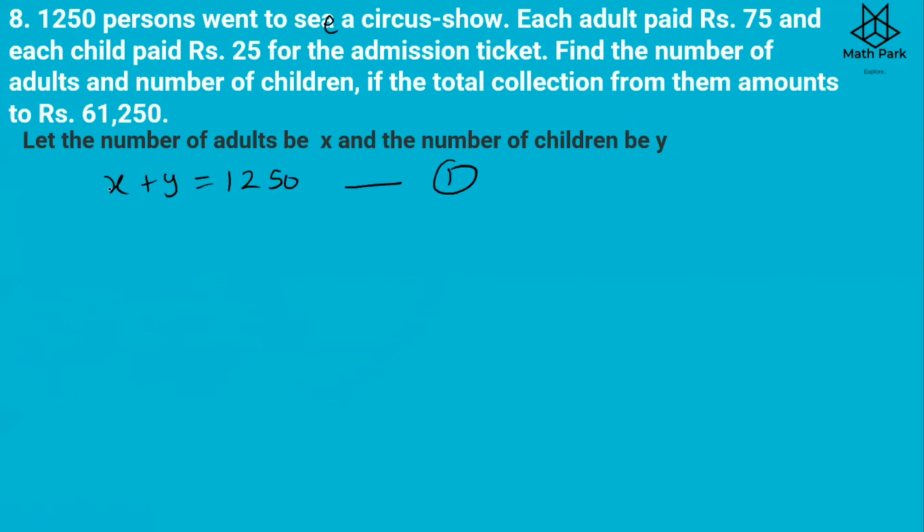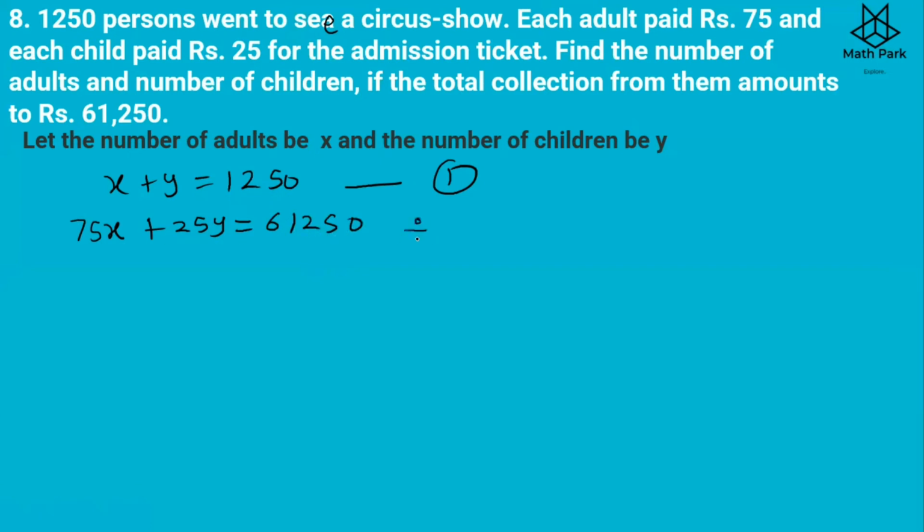So how much money have the total number of adults paid? It will be 75 into the number of adults, which was x, so 75x. And for the kids, 25 rupees is the ticket, so it is 25y. And the money collected is 61,250.